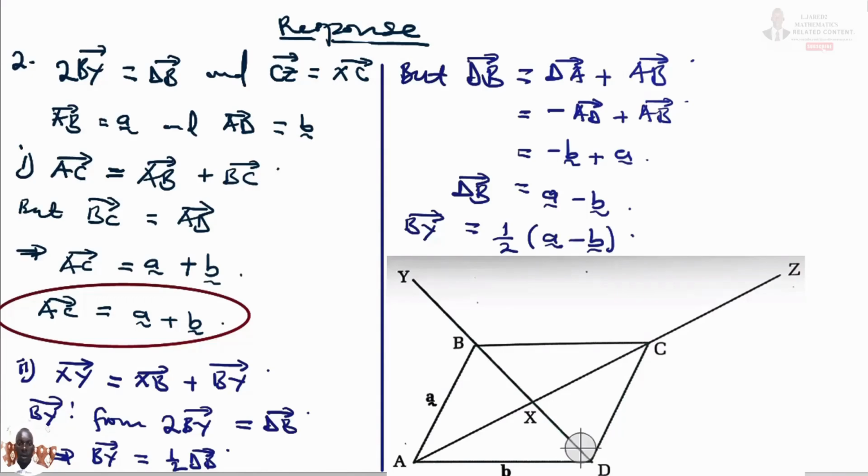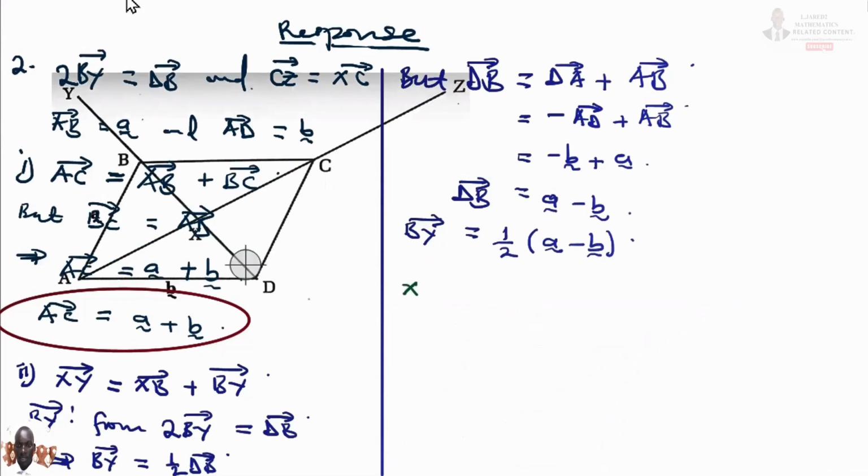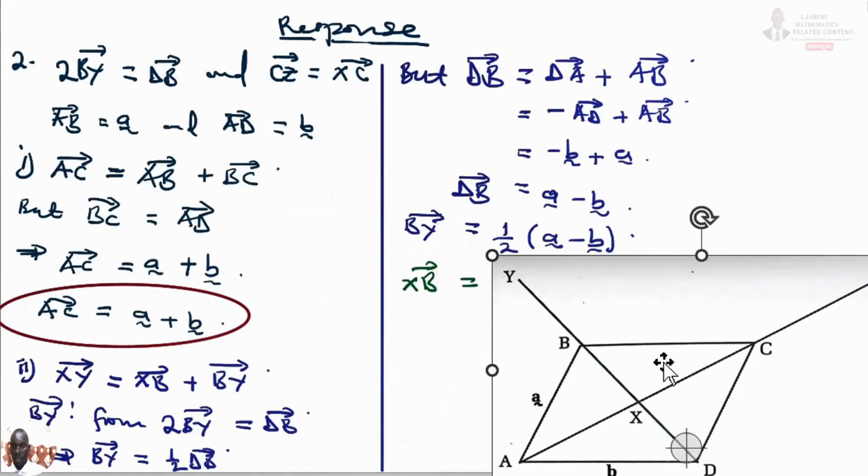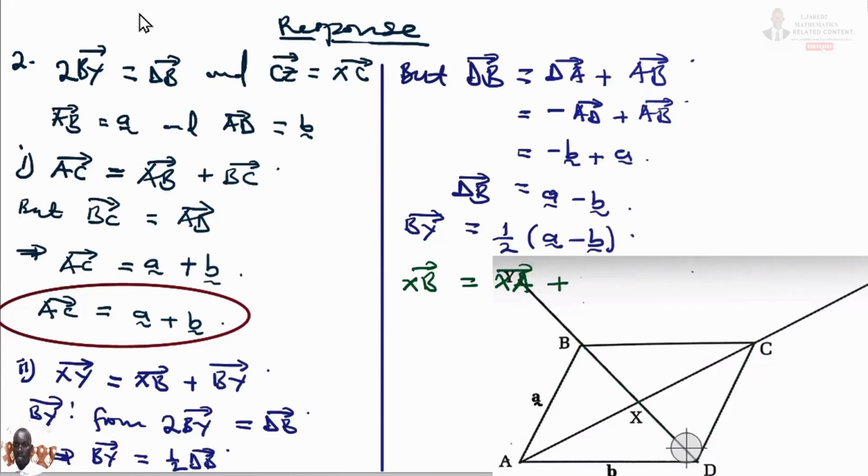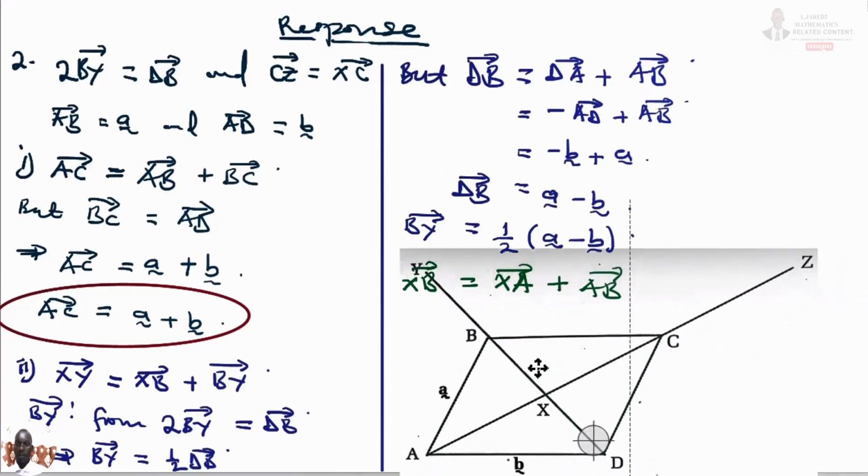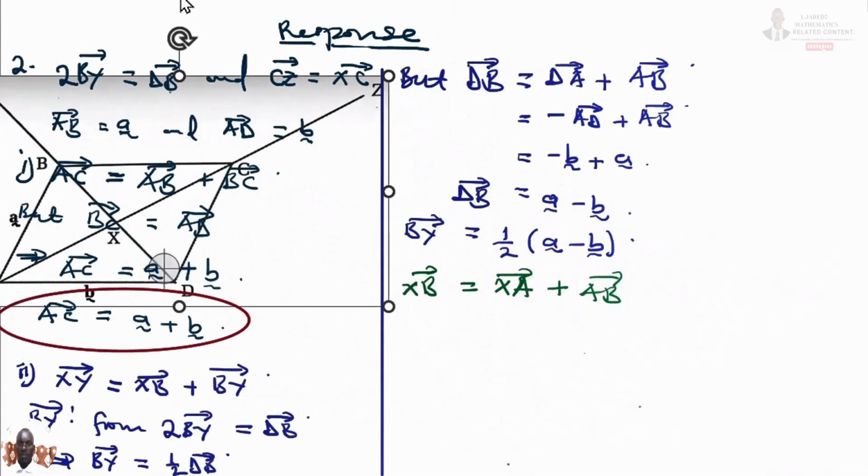So for now we have got vector BY. Let us go ahead and get vector XB. So vector XB, still from the diagram, let me bring it here. From the diagram here, we can see that vector XB is the same as vector XA plus vector AB. So it means that vector XB equals vector XA plus vector AB. So now let us simplify this.